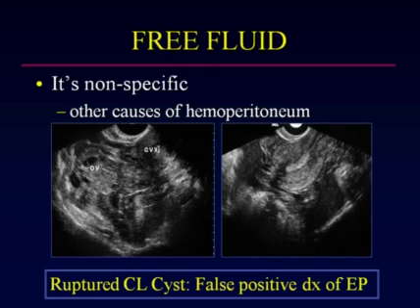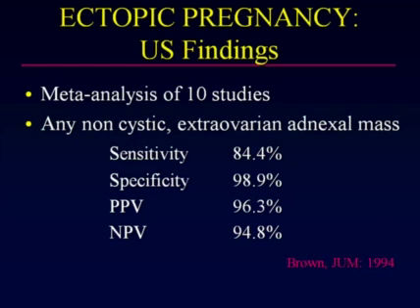Now, it was not a mistake to send this patient to the operating room, even though we said we couldn't exclude an ectopic pregnancy, because she was hemodynamically unstable and needed the operation in order to stop the bleeding. But again, it is a non-specific finding.